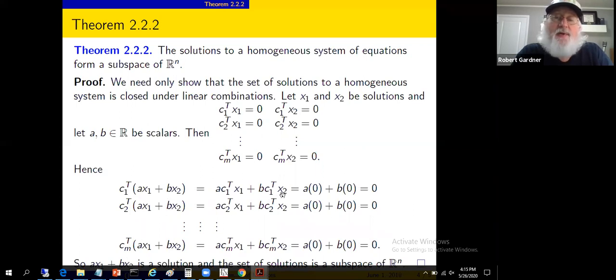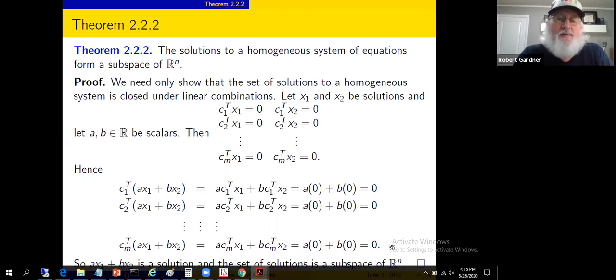There's a c1 transpose x2, same story, get a 0 there. So we've got scalar a times scalar 0 plus scalar b times scalar 0 equals scalar 0, just to emphasize when we've got vectors and when we've got scalars. And that happens throughout. So you do the distribution.